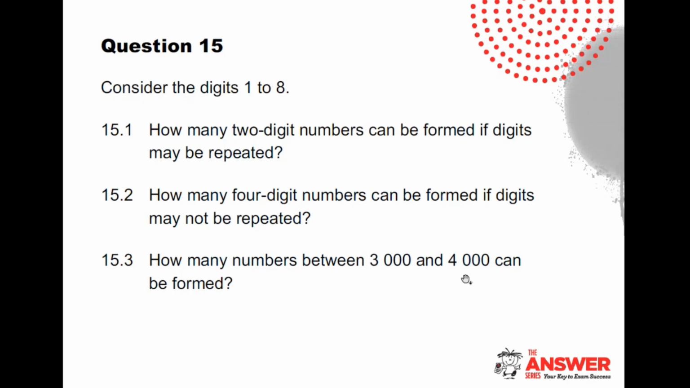With this one here, they haven't said you can repeat digits or not, but they're talking about numbers between 3,000 and 4,000. In other words, they're talking 3001, 3002, 3003, 3004, all the way up to 3,999. So they're talking actual numbers on a number line, which means you are repeating digits. They don't specify it, but you can repeat.